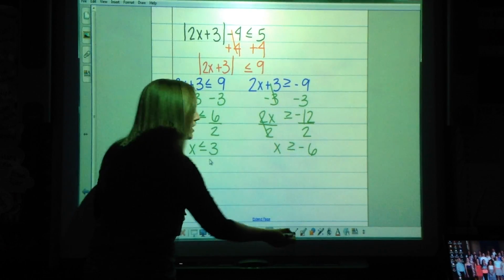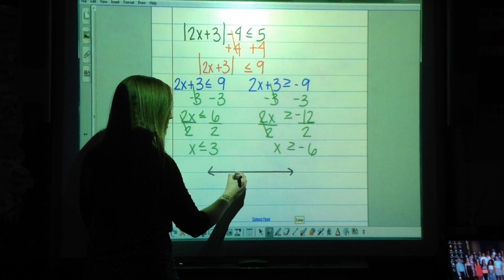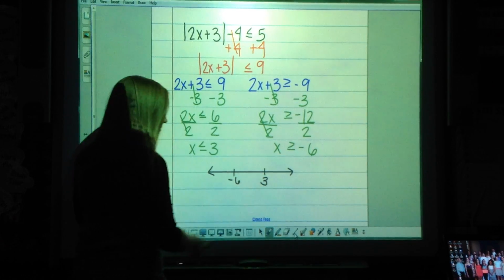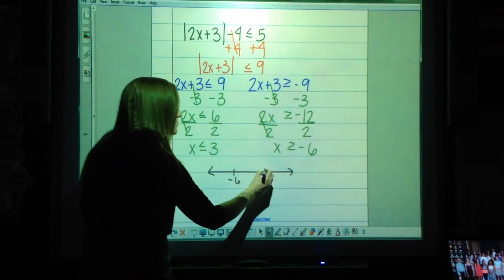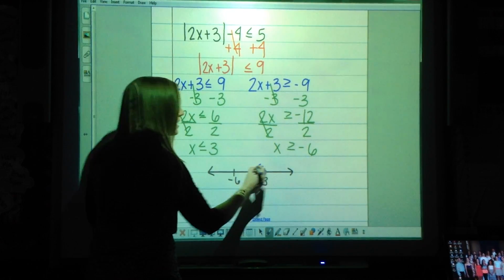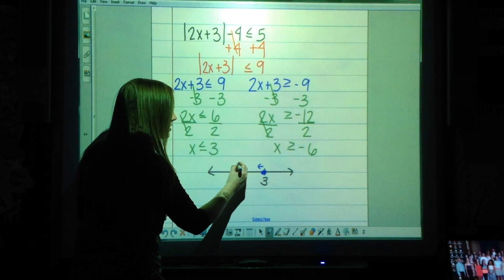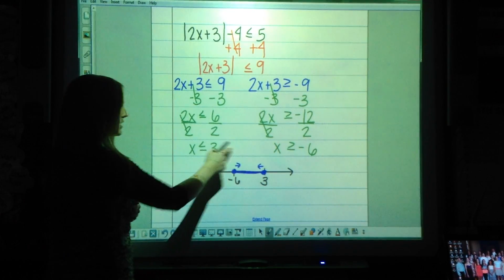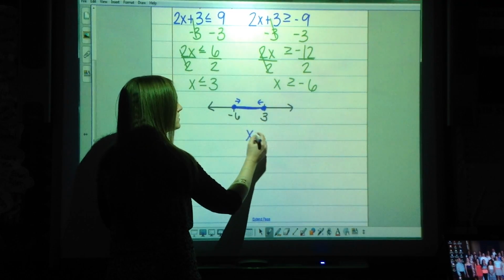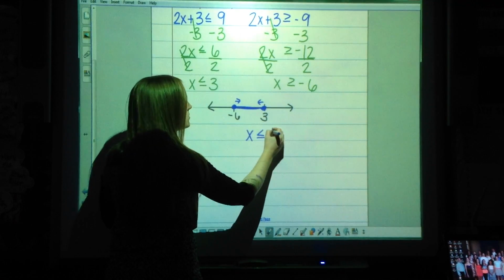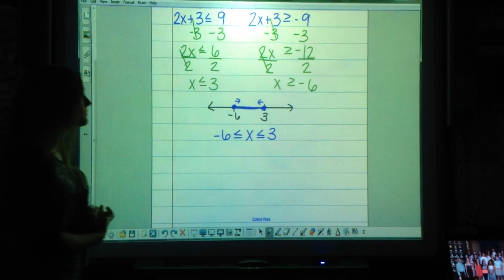Some people have to graph and decide if this is an and or an or. x is less than or equal to 3. That means I'm shading that way. x is greater than or equal to negative 6. This is an and, so I cannot leave my inequality like that. I know that x is less than or equal to 3, and it's also greater than or equal to negative 6.